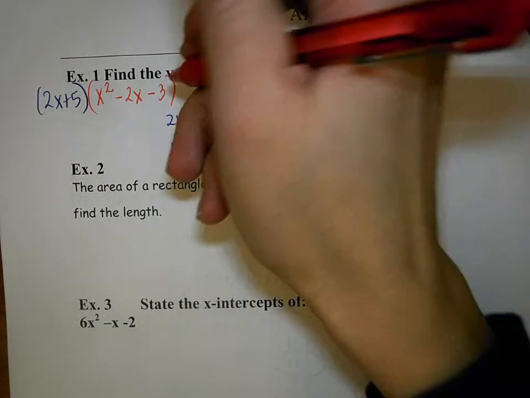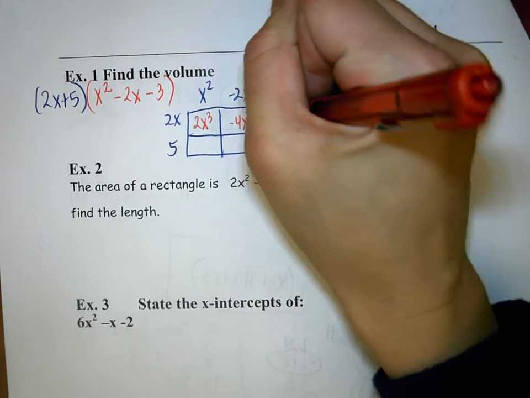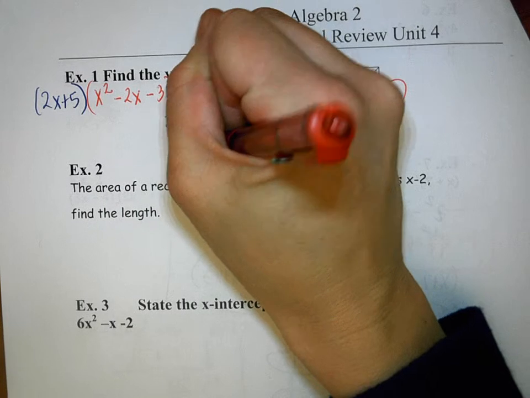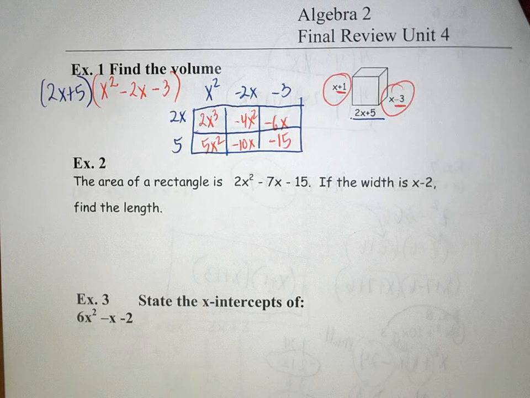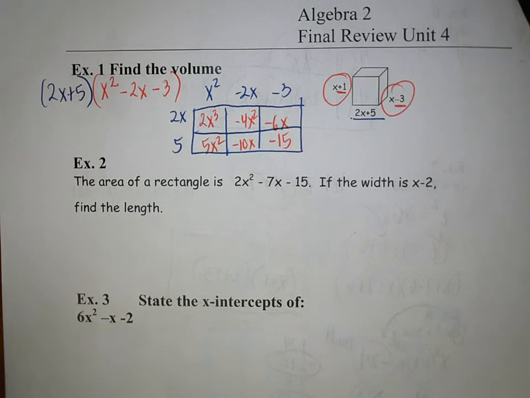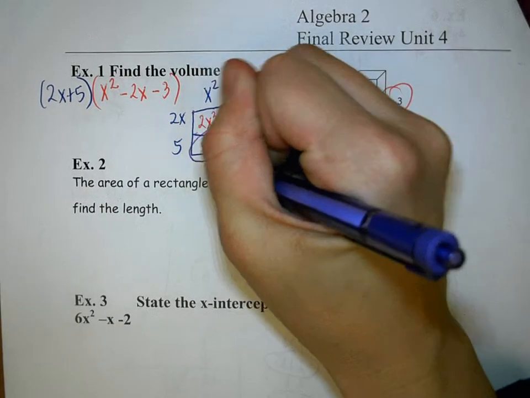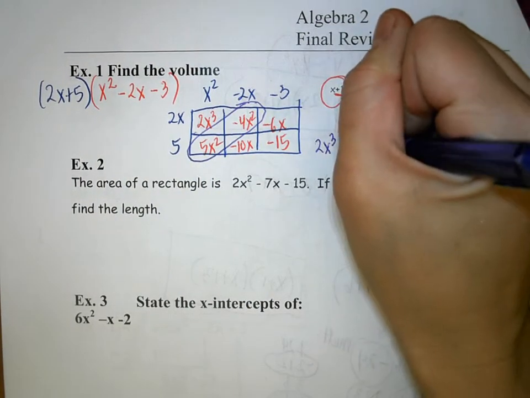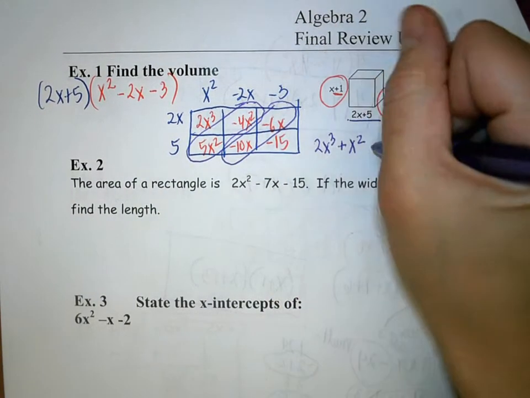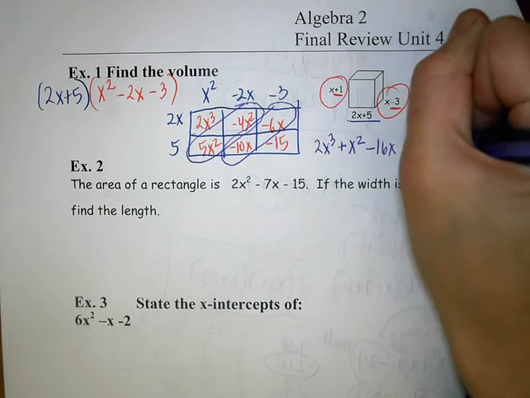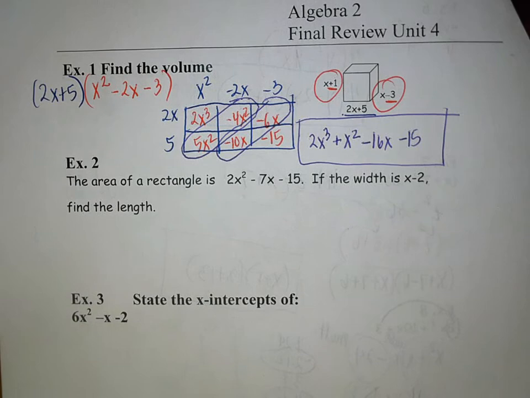So we multiply, and we have 2x to the third, negative 4x squared, negative 6x, 5x squared, negative 10x, and negative 15. So we end up getting 2x to the third, 5x squared and negative 4x squared makes positive x squared, or you can write a 1. Negative 10 and negative 6 make negative 16x, and then we have minus 15. There's our answers. Any questions?